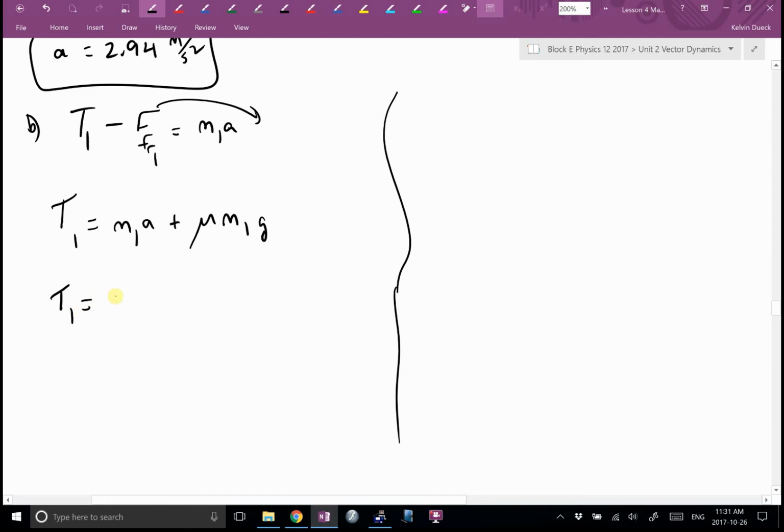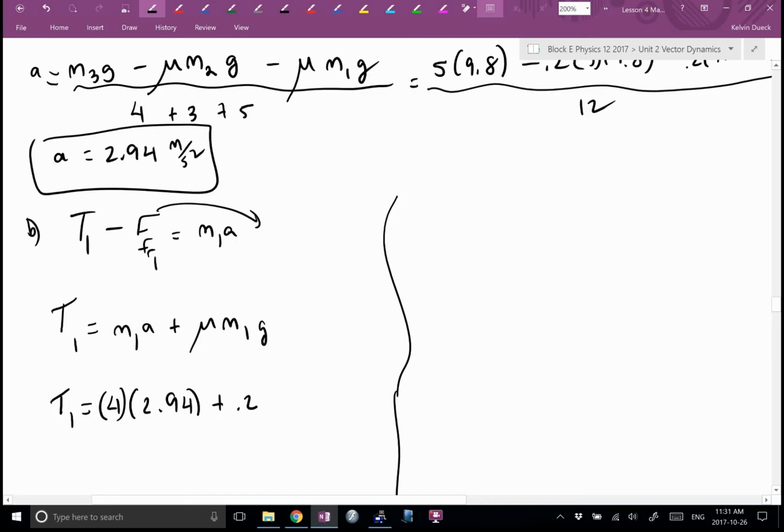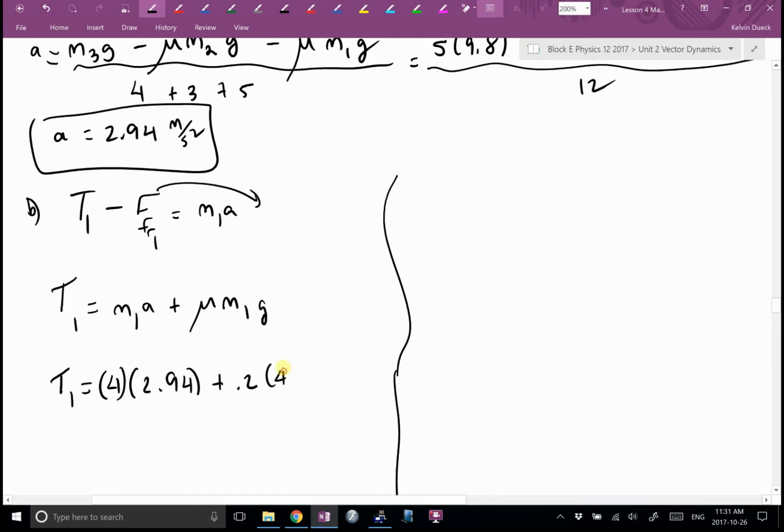So what was mass 1? 4? Times 2.94, plus was it 0.2 times 4 times 9.8? 2 times 0.2 times 9.8 is 0.49. Okay, so instead of 2.94, it's going to be 3.44.